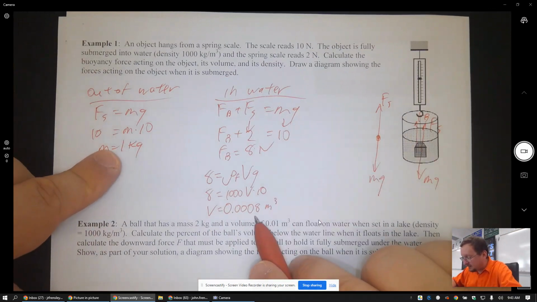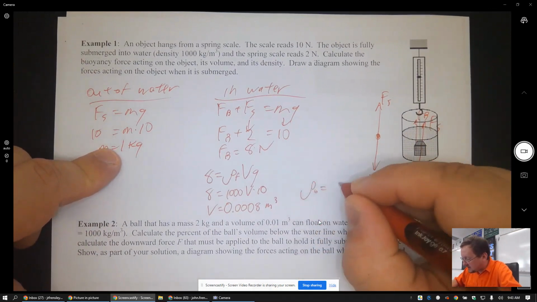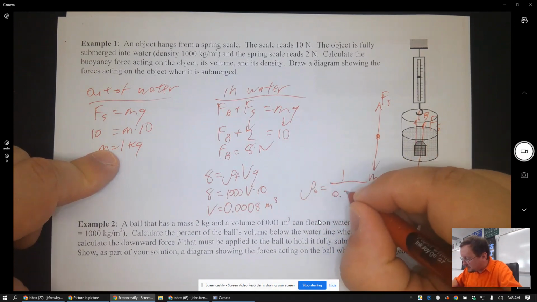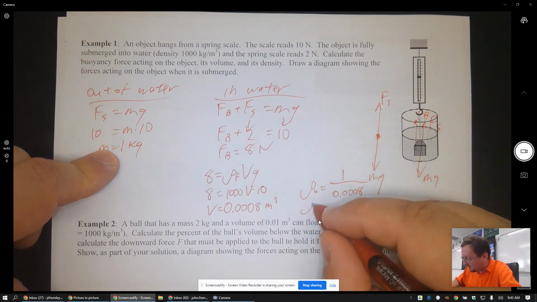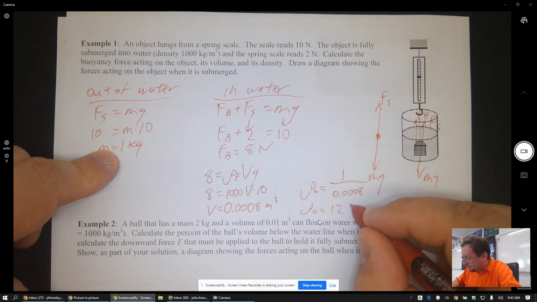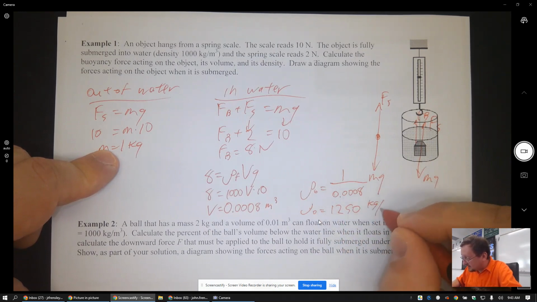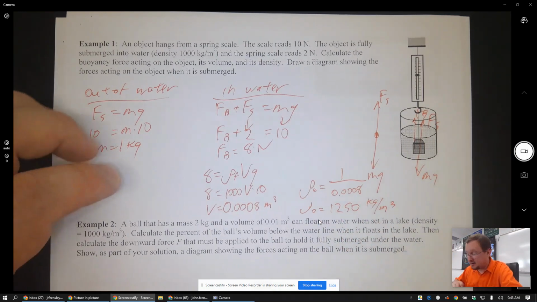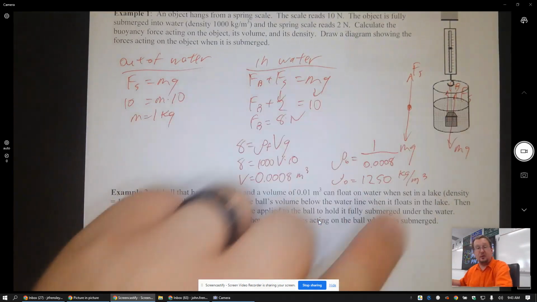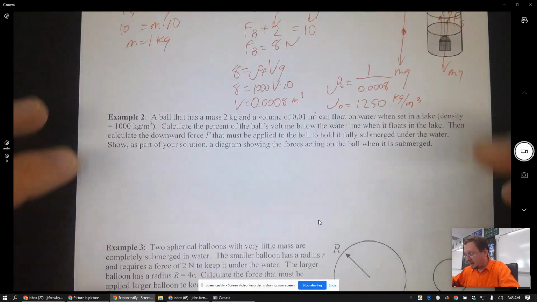Okay, now that I have the mass and the volume, I can easily get the density of the object. So this is how we can measure object densities very easily through this process. And there's an activity you're going to see, which is called measuring the density of a misshapen, or irregularly shaped, object, where they do literally this process right here, okay?